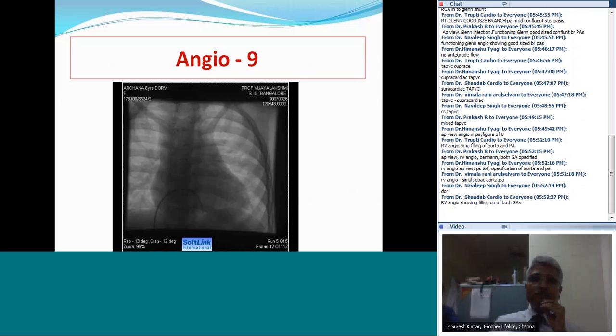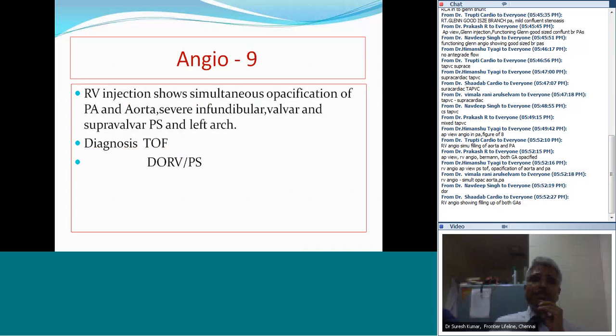The other condition which is closely associated is HOCM. Apart from that, of course, the usual ASD, VSD. Coarctation, again, both Noonan's and Turner's can be associated with coarctation, so sort of easy for you to remember. And both of them can be associated with hypertrophic cardiomyopathy.